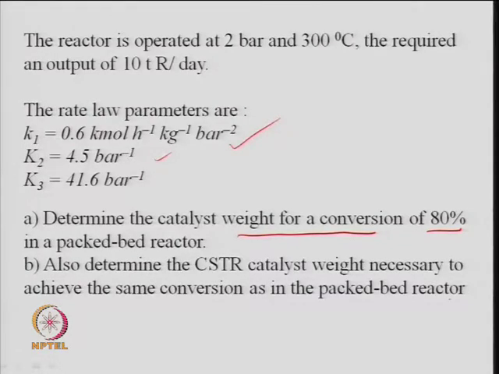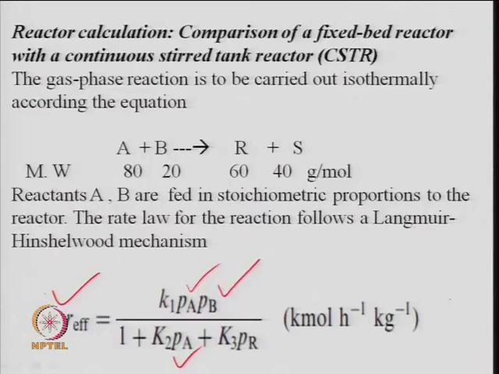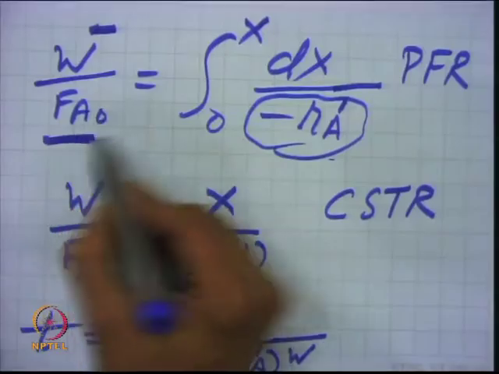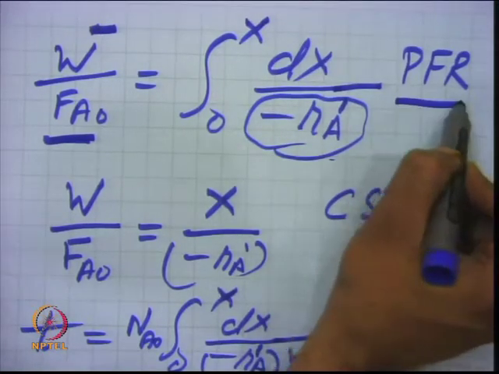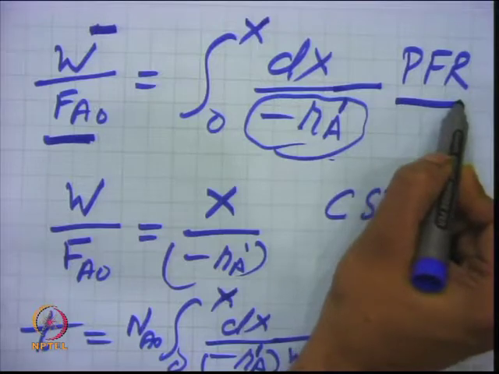It is a simple problem, and I hope all of you can do it, because you have to just write down the stoichiometry. If 1 mole of this is reacting, 1 mole of this will react, and 1 mole of R will form, and 1 mole of S will form. So, we need to find out Pa, Pb and Pr in terms of X, because our reactor design equation in a packed bed reactor, assuming plug flow condition, will be W by Fa naught equal to the integral from 0 to X of dX upon minus Ra dash.